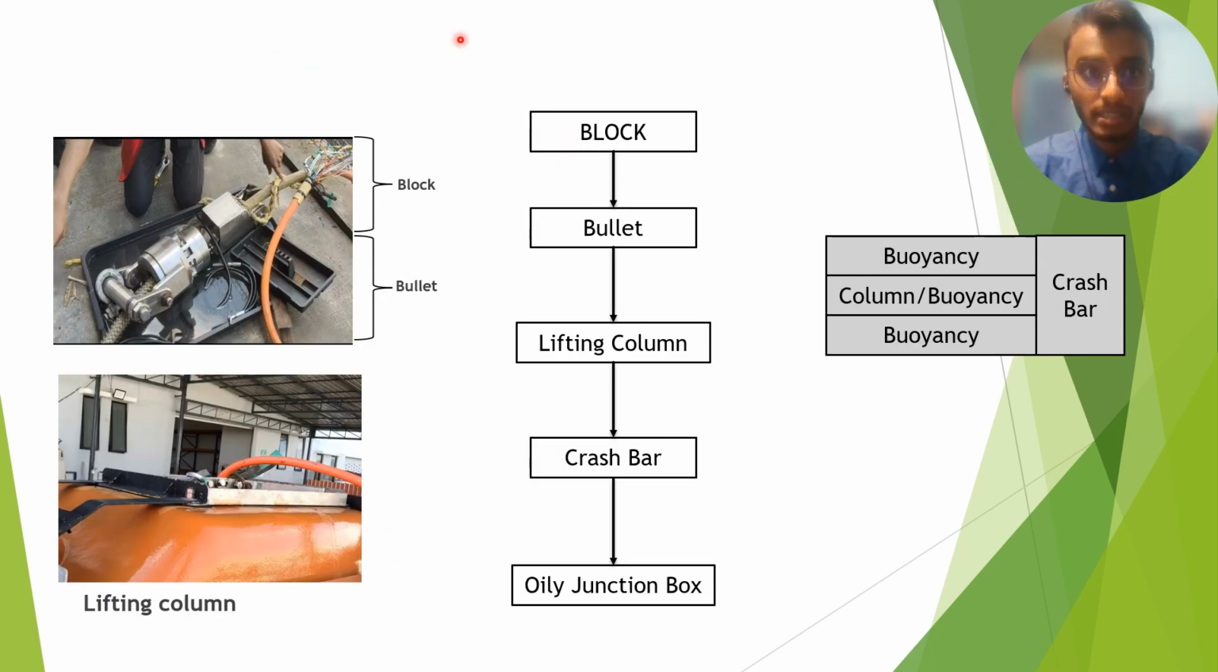First is the umbilical cable that goes through the block, and then followed by a bullet. Then it goes into the lifting column, and in this picture we can see in front of the ROV there is a crash bar, and following that the umbilical cable will go inside the oily junction box. For the top view of ROV, as you can see, we have buoyancy on both sides of the ROV, and then in front we have the crash bar.